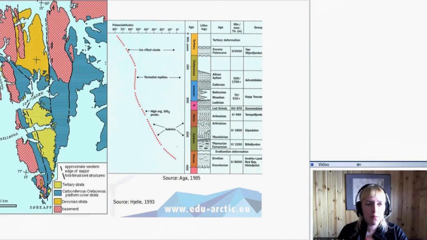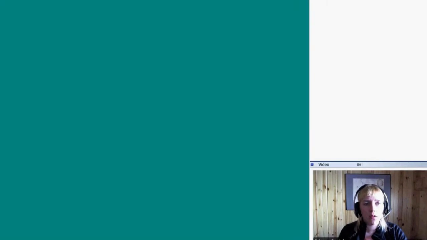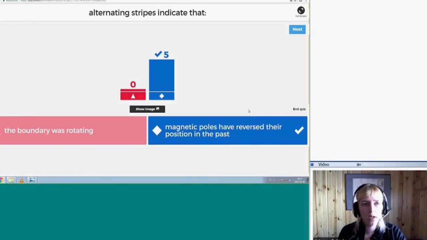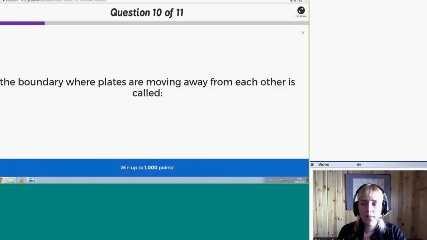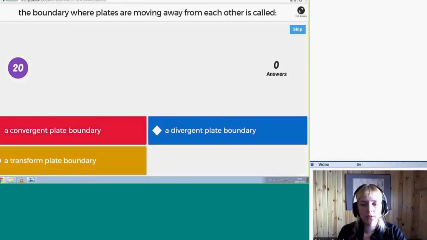Okay. So to end the quiz, I will show the last question, and then I will show you some pictures from Svalbard to show you this long history preserved in the rocks. Oh, two more questions, yes.